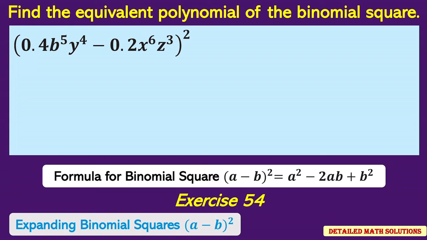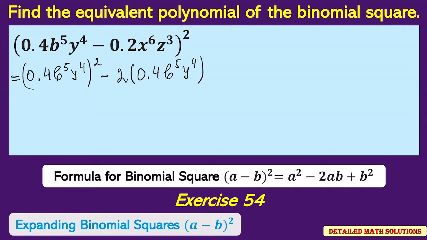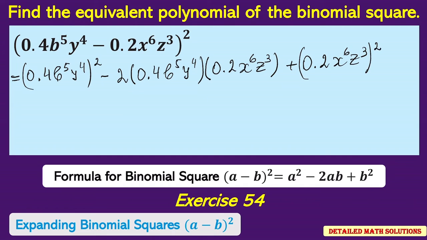Next exercise. When I apply the formula for binomial square for this exercise, it equals (0.4 b to the fifth power y to the fourth power) squared minus 2 times 0.4 b to the fifth power y to the fourth power multiplied by 0.2 x to the sixth z cubed plus (0.2 x to the sixth power z cubed) squared.